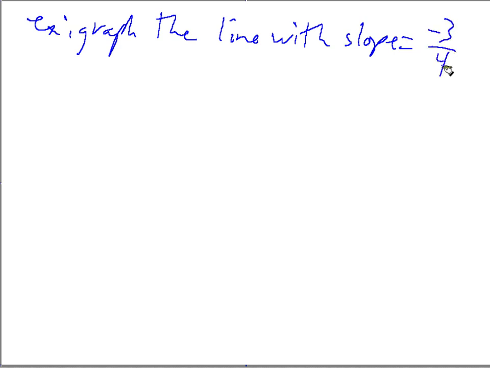Consider this problem. Let me clear off the screen here. Suppose I want you to graph the line with slope equal to negative 3/4, negative 3 over 4, and contains this point. Contains the point.